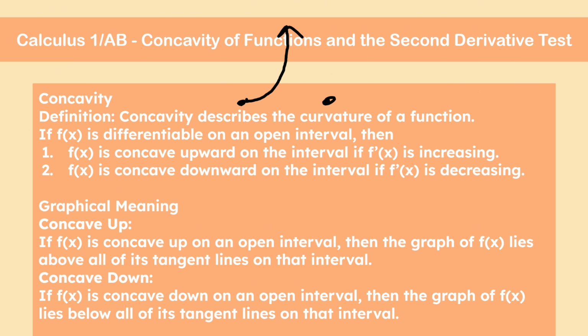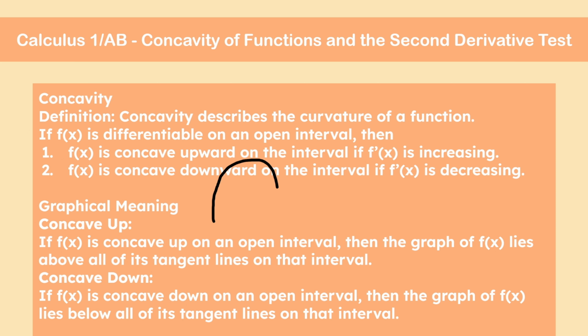But if you start from here and you start to go down, and the slope keeps decreasing, that means it's concave downward. In a graphical sense, if f of x is concave up on an open interval, then the graph of f of x lies above all of its tangent lines in that interval. Say we have the graph of x squared, and its tangent lines go like this. As you can see here, its tangent lines will lie below it if it's concave up, and if f of x is concave down on an open interval, then the graph of f of x lies below all of its tangent lines in that interval.